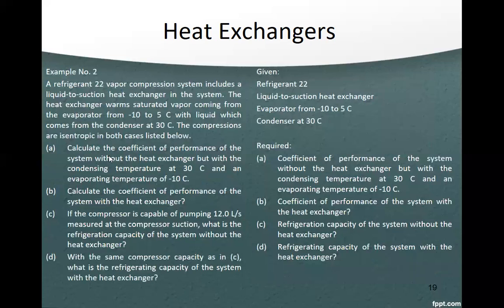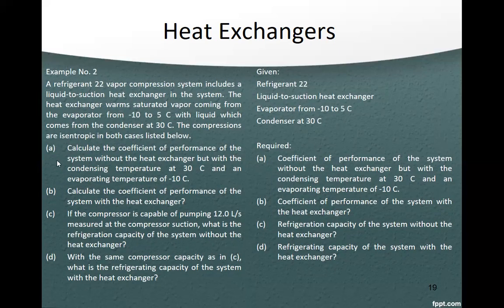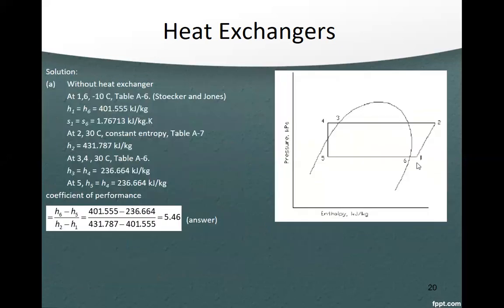Example number 2, a refrigerant 22 vapor compression system includes a liquid to suction heat exchanger in the system. The heat exchanger warms saturated vapor coming from the evaporator from negative 10 to 5C with liquid which comes from the condenser at 30C. The compressions are isentropic in both cases listed below. A, calculate the coefficient of performance of the system without the heat exchanger but with condensing temperature at 30C and an evaporating temperature of negative 10C. Ito muna. Yung wala itong subcooling saka heat.